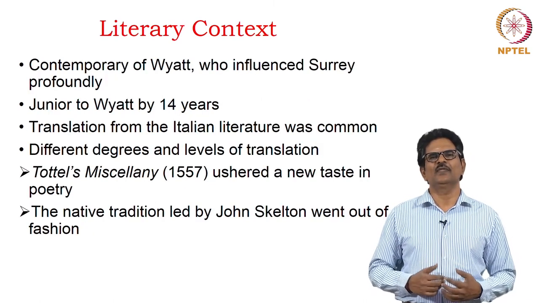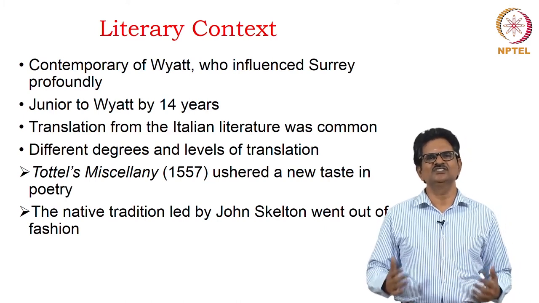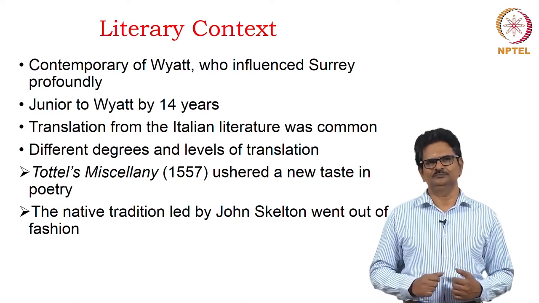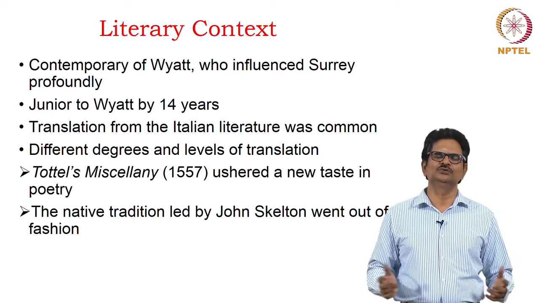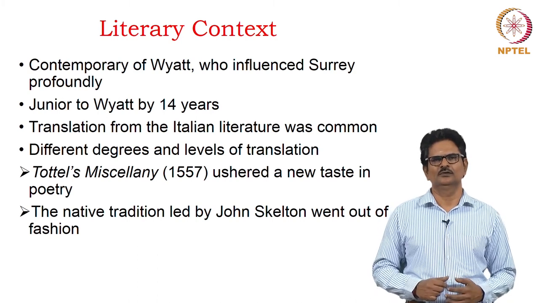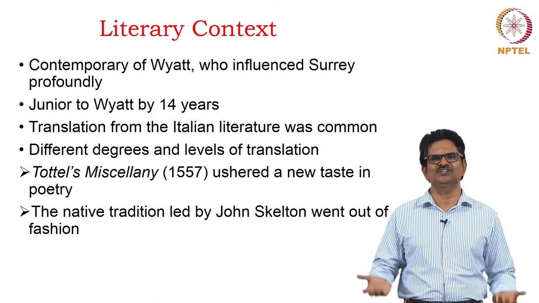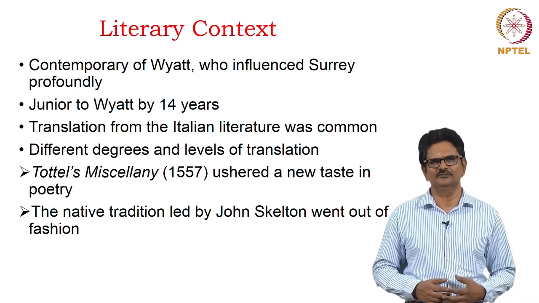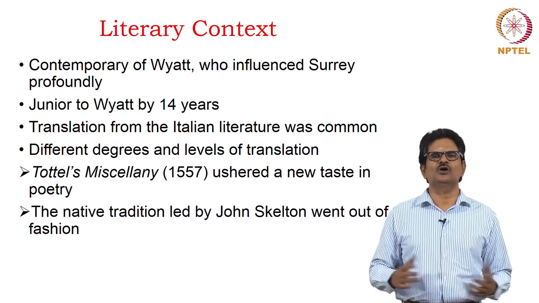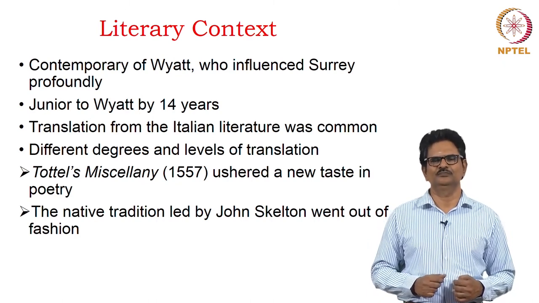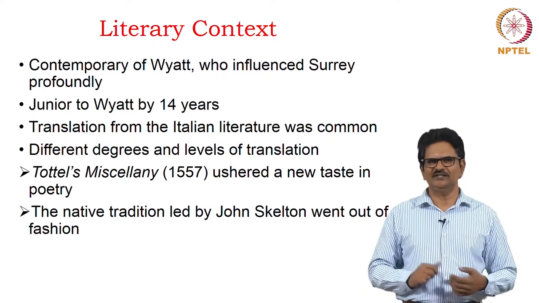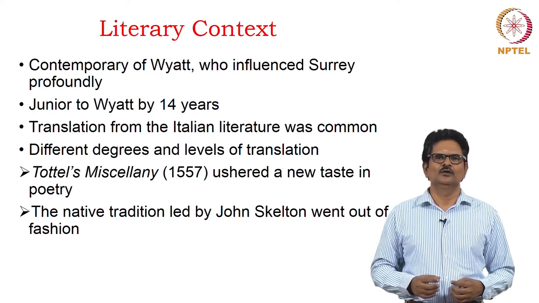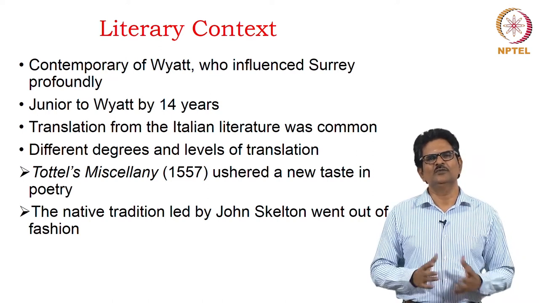Now, let us examine literary context. Surrey was a contemporary of Sir Thomas Wyatt, who influenced Surrey profoundly. Surrey was junior to Wyatt by 14 years, but then he took more interest in translation of writings from the Italian literature. It was a common phenomenon of that day, and the translations varied according to the level of closeness with the original. Some poets simply imitated, some others freely translated, some others went ahead with full imitation of the writers.